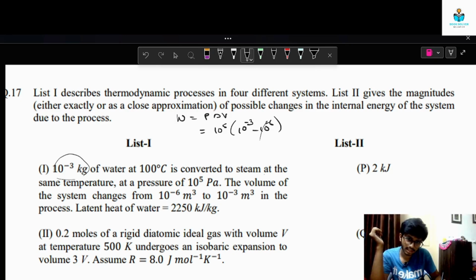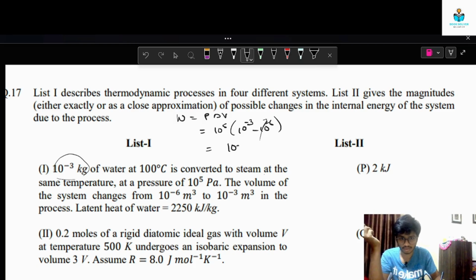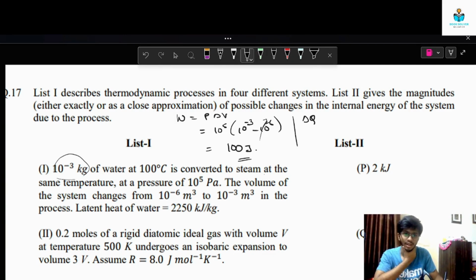Now we'll neglect this term because it's very small. So we'll write this as 100 joules. Alright, and what is delta Q? It would be m into latent heat of vaporization, and that is 10 to the power minus 3 into 2250 kilojoules, so 2250 joules.